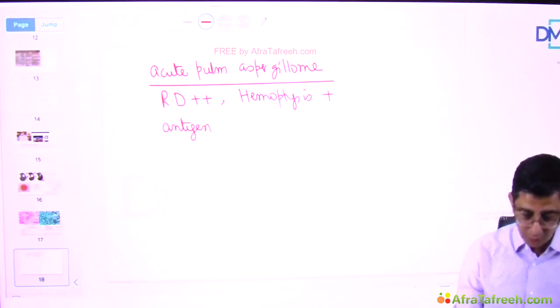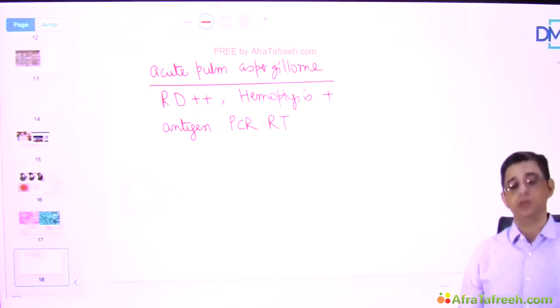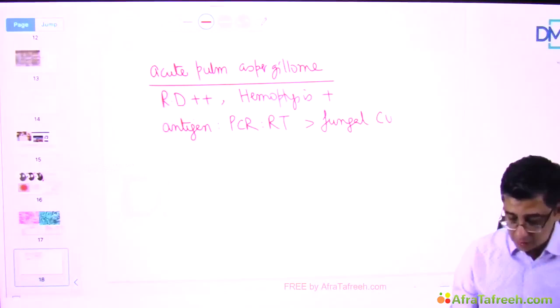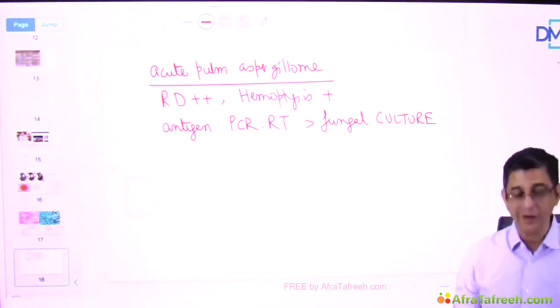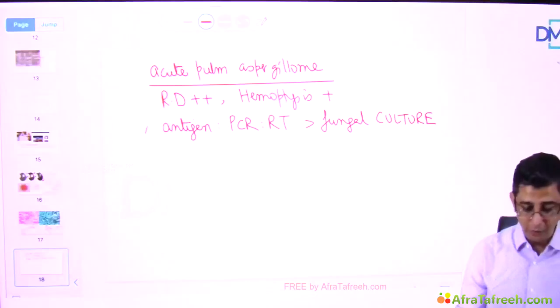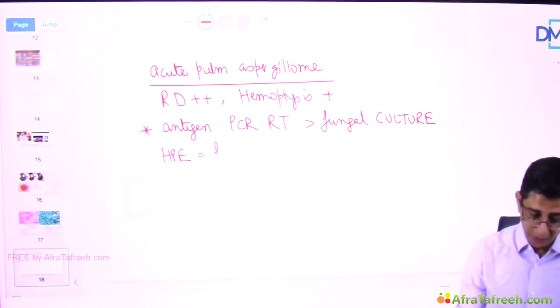So how would you diagnose acute pulmonary aspergilloma? You will use sputum, and you will go in for antigen detection using the PCR technique. That's obviously a real-time PCR that would be useful for evaluation of these patients. RT-PCR will be superior to a fungal culture, because with fungal culture the accuracy may not be so high, and secondly, the report might take a long time to come. So the best way to pick up a lung infection would be to evaluate the sputum with real-time PCR. When it comes to histopathological examination, though I've shown you an image, for completion's sake I'll mention that the hyphae would be branching at 45 degrees.